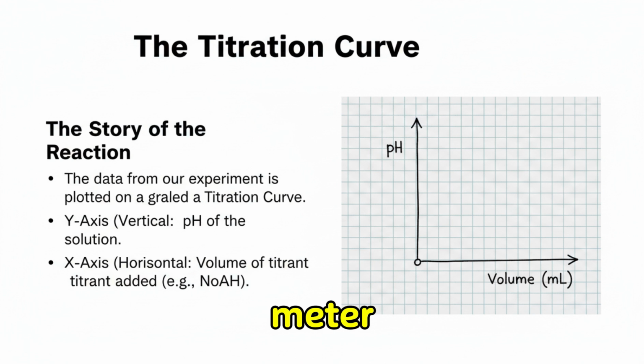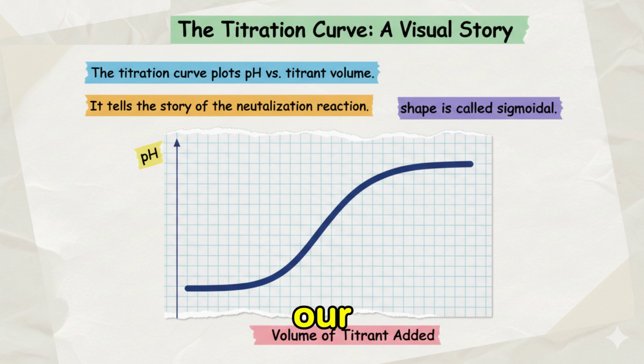Okay, our meter is calibrated. We're running our titration, adding the base, NaOH, to our acid, HCl, and as we do this, we're plotting our data.